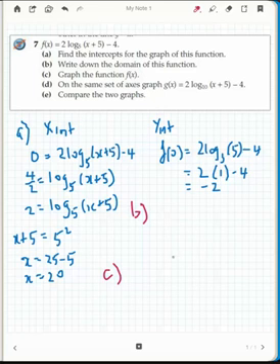This is for Year 11 Methods. It comes out of Chapter 8, 8.8, question number 7. If f of x equals 2 log base 5 of (x plus 5) minus 4, then what are the intercepts?